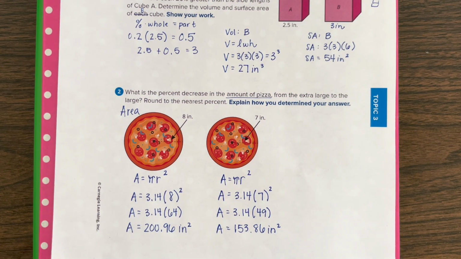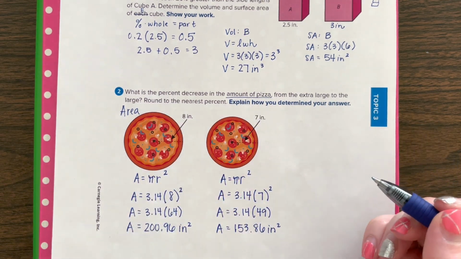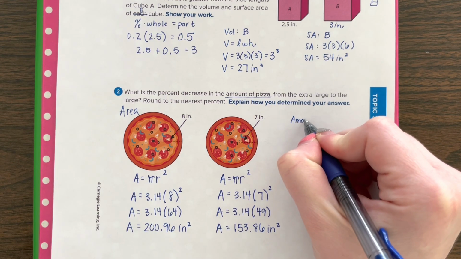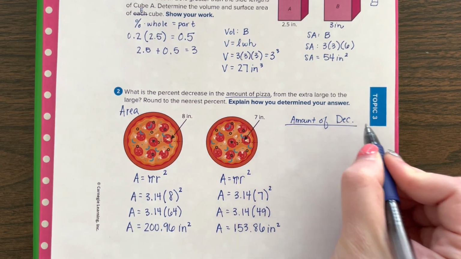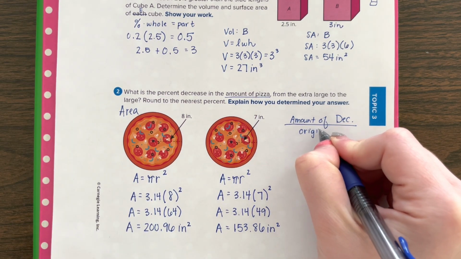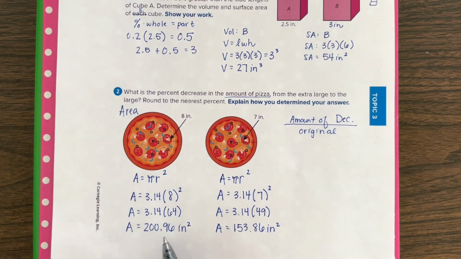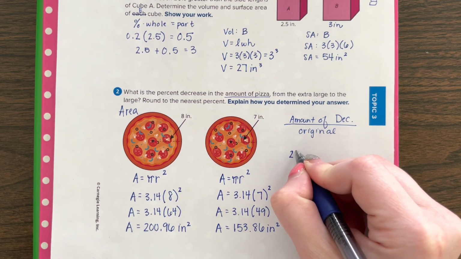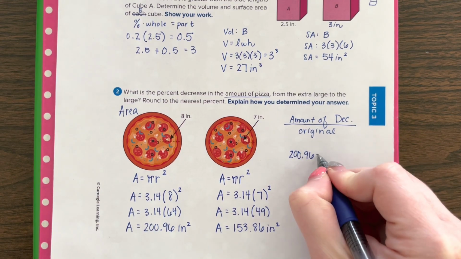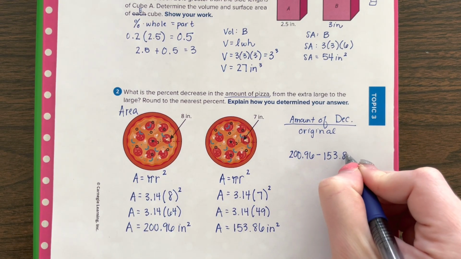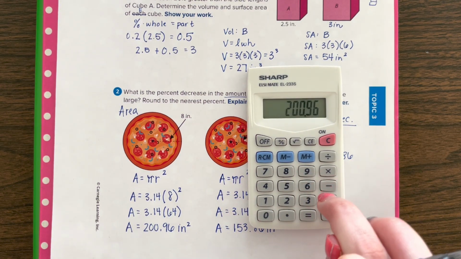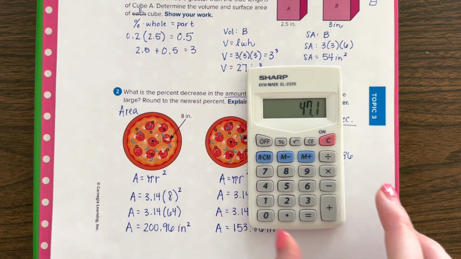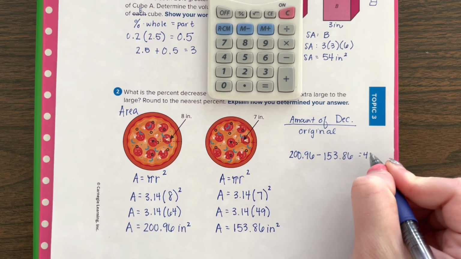But we're not finished yet. When we're talking about our percent decrease, we have to figure out the amount of the decrease, and we have to put it over the original, or the whole. So remember, part over whole. To figure out the amount of the decrease, we simply find the difference, so subtract. 200.96 minus 153.86. We can type that in, and we get a difference of 47.1.